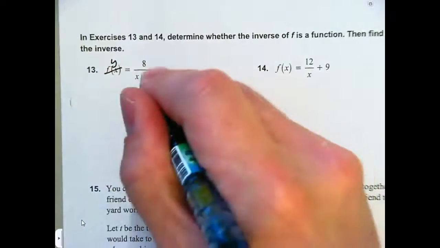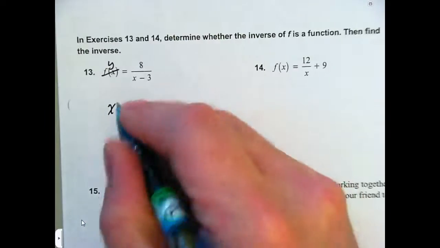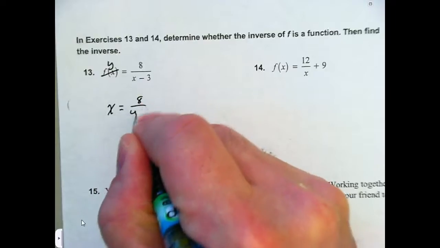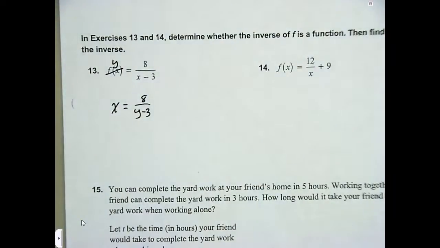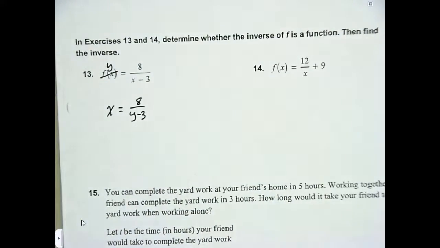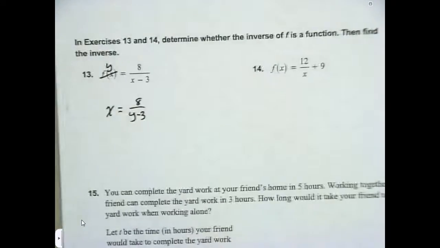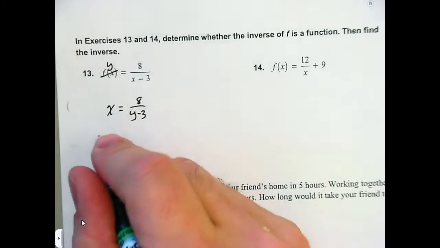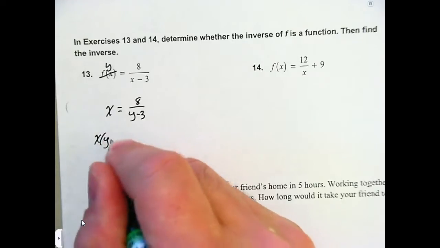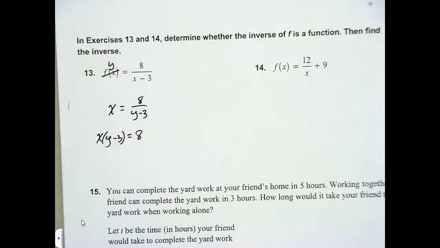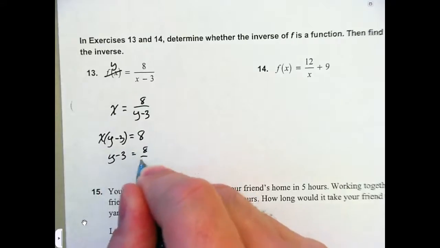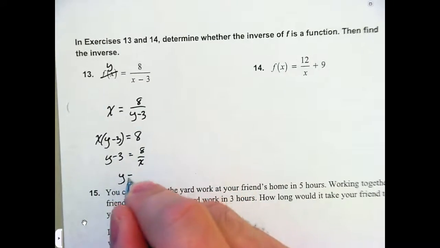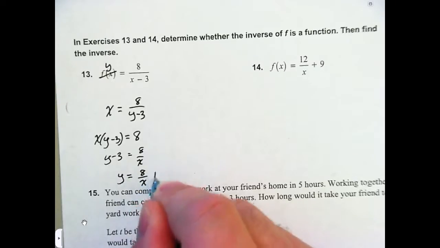Good. So if we call that y and we switch those positions, we get x equals 8 over y minus 3. And then find the inverse there. How do we go about it? Someone else. Go ahead. Jake. Okay, so we go x times y minus 3 equals 8. And now what? Dallas? Divide by x, we get y minus 3 equals 8 over x. And then add the 3 over. Y equals 8 over x, all plus 3.